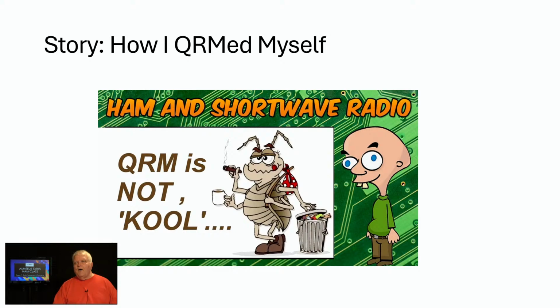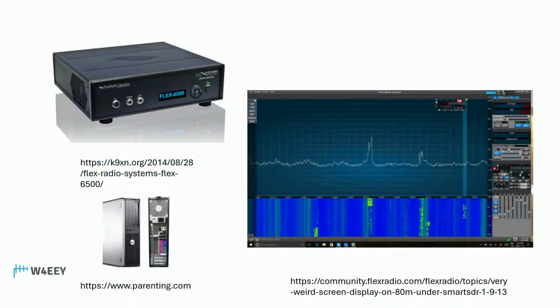All right, now I'm going to tell on myself. This is the story of how I QRM'd myself, and QRM is not cool. So when I was getting back into amateur radio, probably back in about 2010, thereabouts, I said I want to get a new radio. I had a Kenwood TS850. It was a great radio, but I just wanted to get something new. And Flex Radio was on the market with their software-defined radios. I didn't know anything about software-defined radios, and I was fascinated. So I bought a Flex 6500. That's the radio in the upper left.